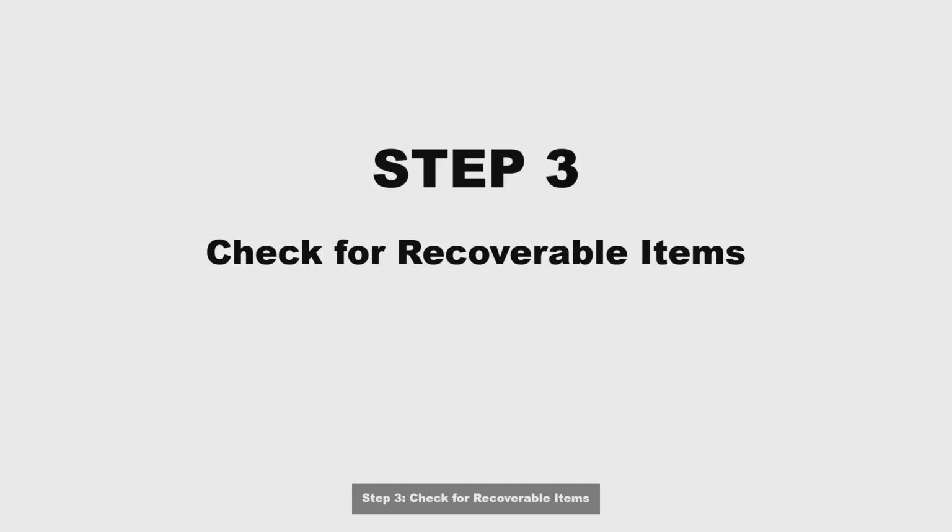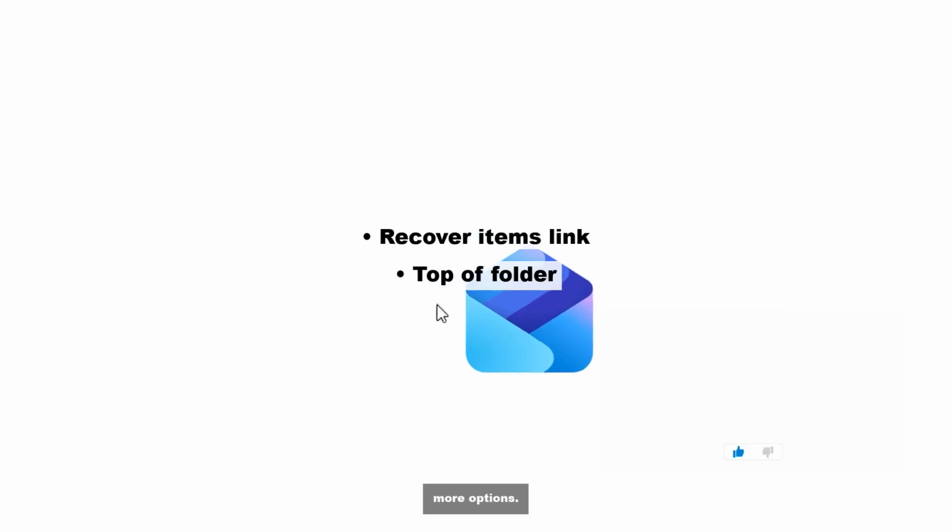Step 3. Check for recoverable items. If you don't see your emails in the Deleted Items folder, look for a link that says Recover Items Recently Removed from this folder at the top. Click on it to access more options.